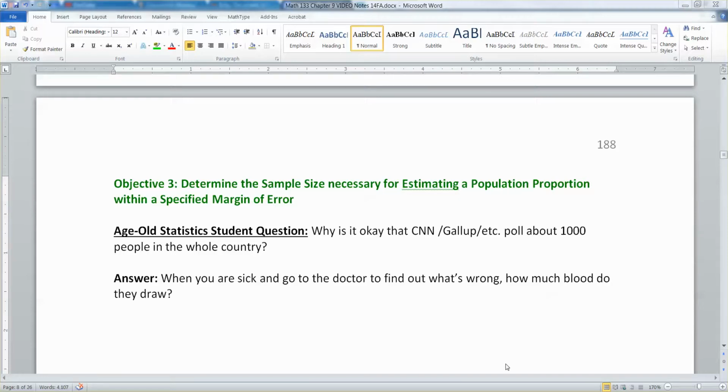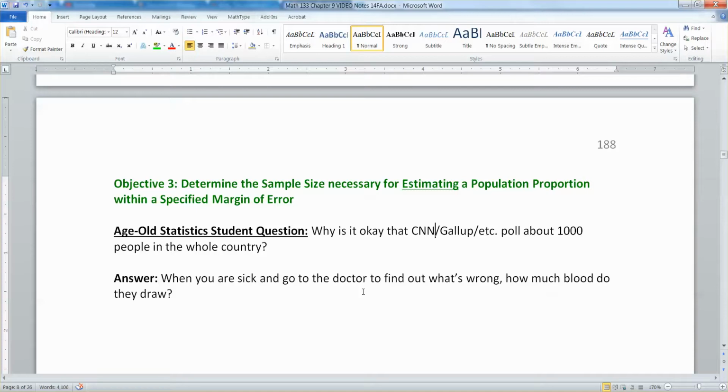So, for example, when CNN or Gallup or news organizations in general poll people, they often poll around 1,000 people, more or less. And a lot of people get all upset about this if they don't know anything about statistics, and they say, oh, that's not enough people. There's 300 million people in the US. How is 1,000 people good enough? And the answer is 1,000 people totally could be good enough. Let me explain to you why.